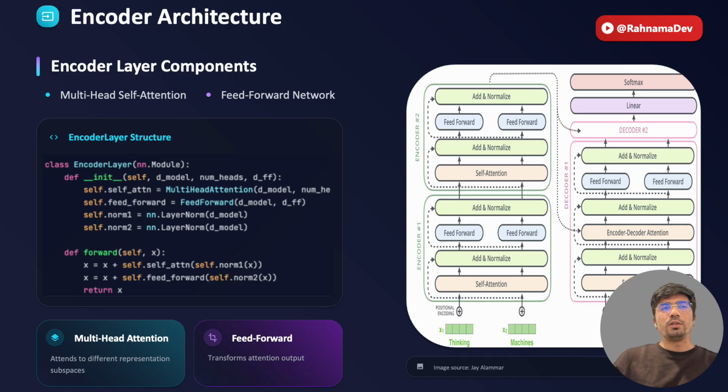The diagram on the right shows how encoder layers are organized. Each layer receives input from the previous layer, processes it through self-attention and feed-forward, and passes the output to the next layer. This repeated processing allows the model to build increasingly sophisticated representations of the input. So now let's move to the decoder side, which has additional complexity for generating output.